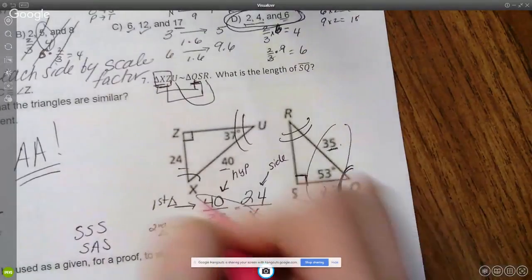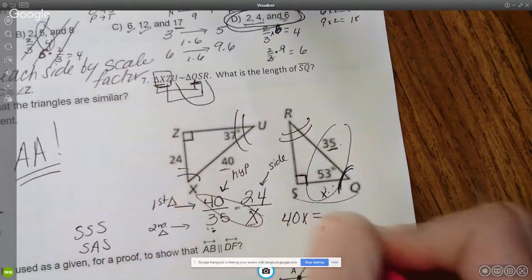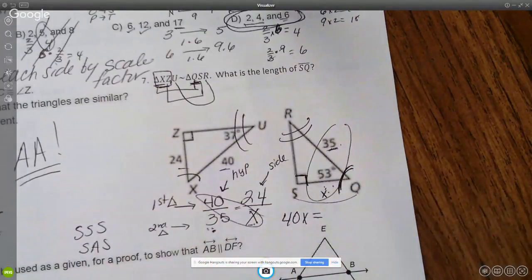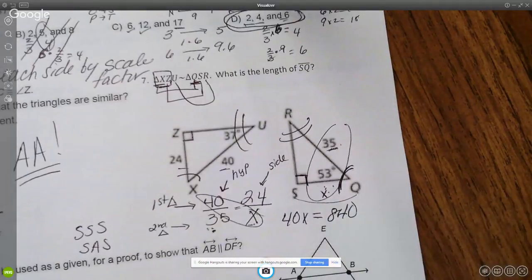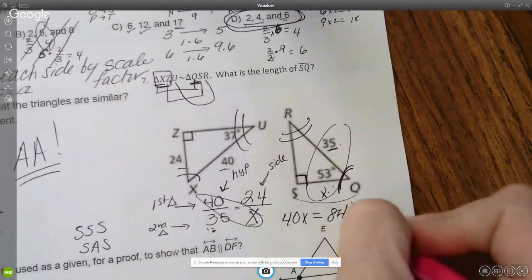Then we cross multiply. 40x equals 35 times 24, which is 840, divided by 40. I don't feel like doing it in my head. I think it's 21. It is. So x equals 21.